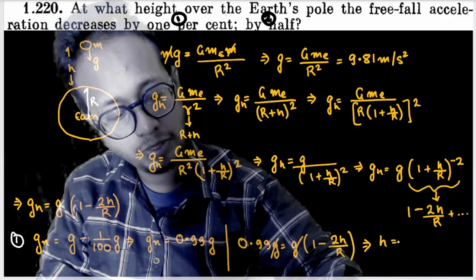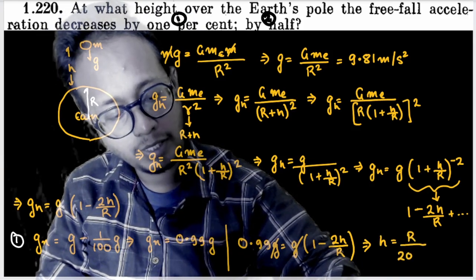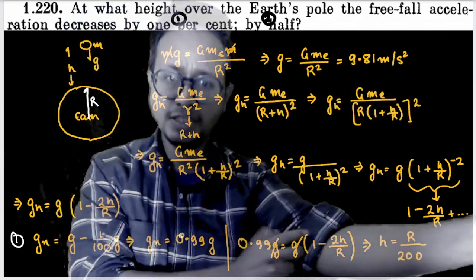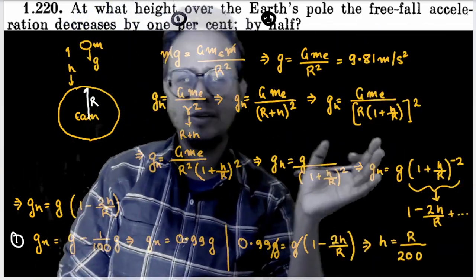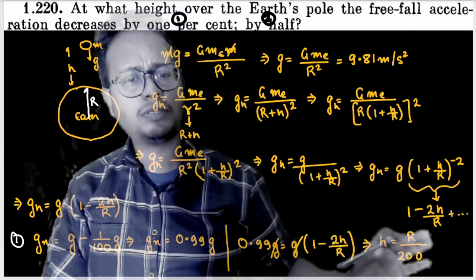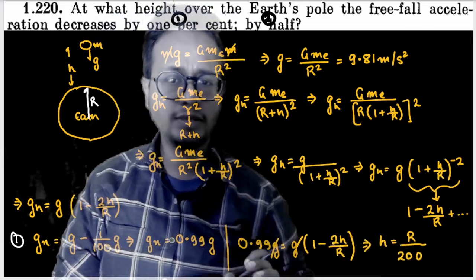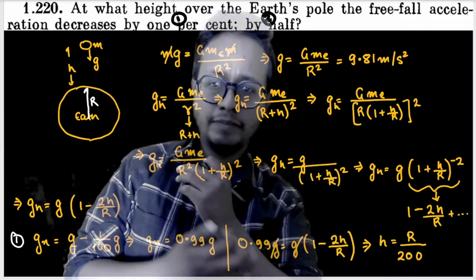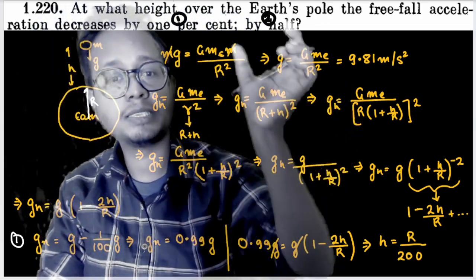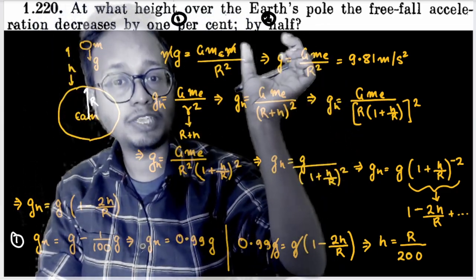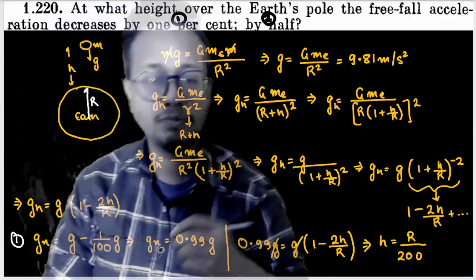h is equal to the radius of the earth divided by 200. Now we know that the radius of the earth is around 6,400 kilometers, and if you divide 6,400 kilometers by 200, we get around 32 kilometers something. So give the answer by calculating this one. Understood this much? Now the second part of the question. The second part is asking at what height the gravitational force reduces by half.